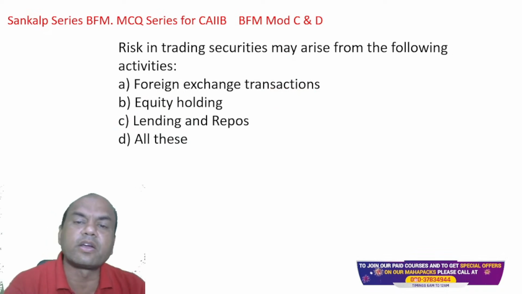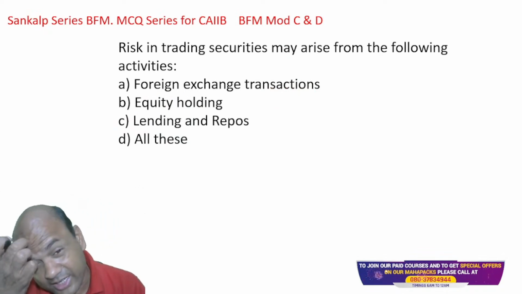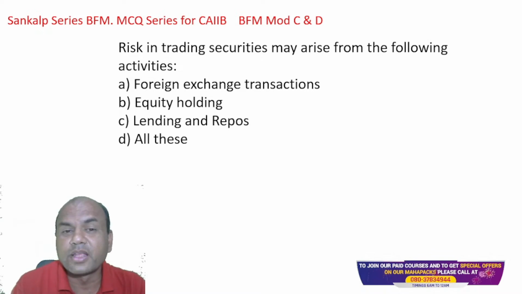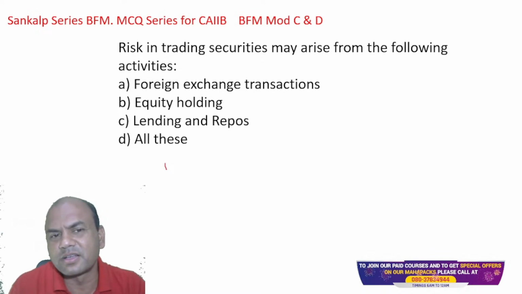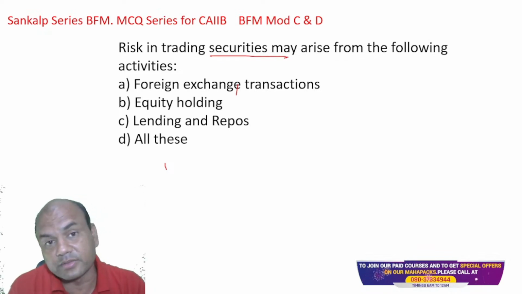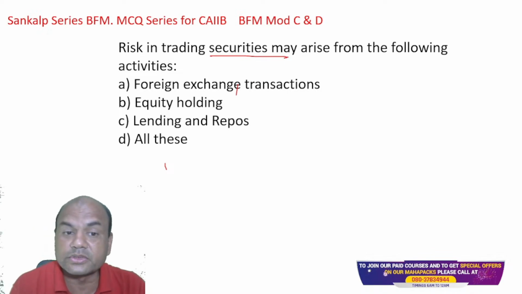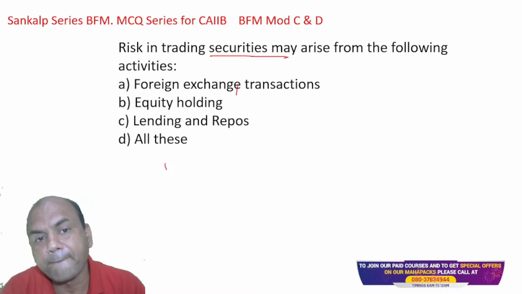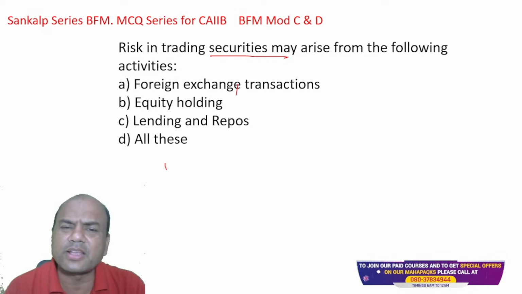Risk in trading securities may arise from the following. So trading in securities may arise from what? Now this is a very simple answer. Trading in securities may arise due to what? Number one, foreign exchange transactions. Second, equity holding. Third, lending and repos, and all of these. So trading securities may arise because of what?